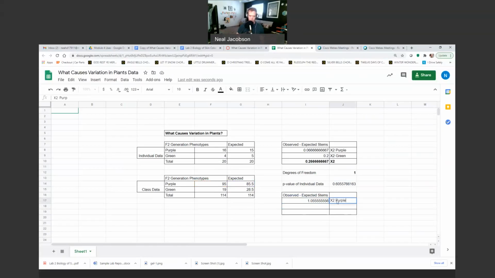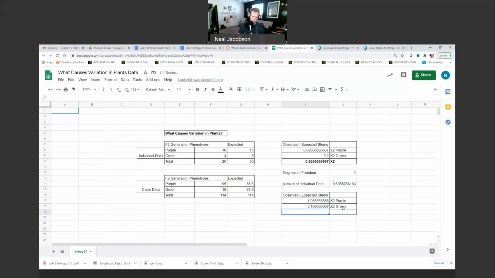Purple. And then the next one, I'm going to do the same thing. So I'm going to say equals two, open parentheses, just like a calculator. And I'll say my observed green minus my expected green, close parentheses for that. Shift 6, so exponent 2, close parentheses, divided by my expected green. Boom. And I got my, not purple, but my chi-squared green.